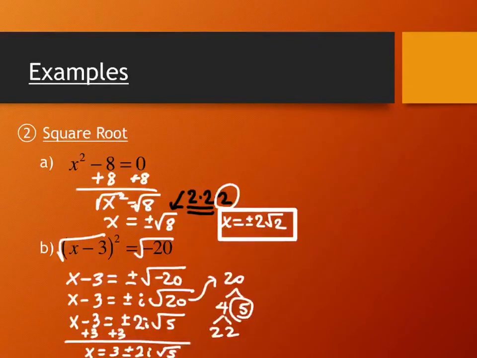And that's actually two solutions, right? That's 3 plus 2i square root of 5 and 3 minus 2i square root of 5. But we can consolidate it into a single entry by writing it this way.